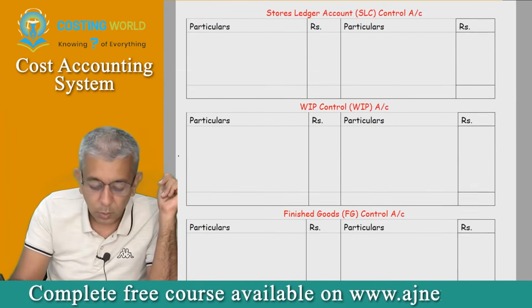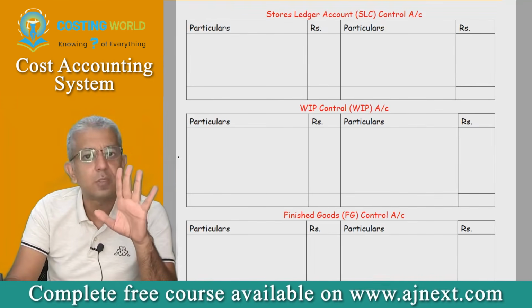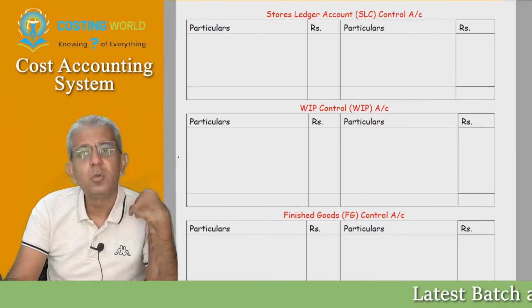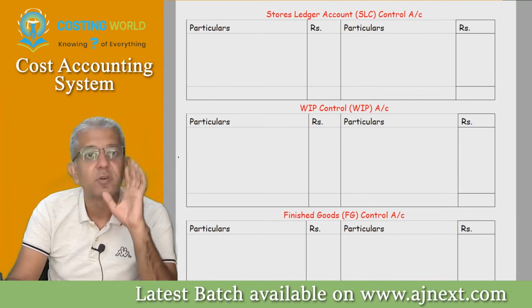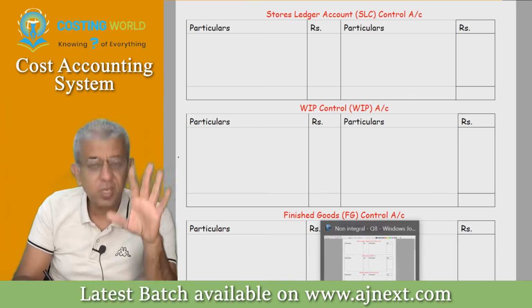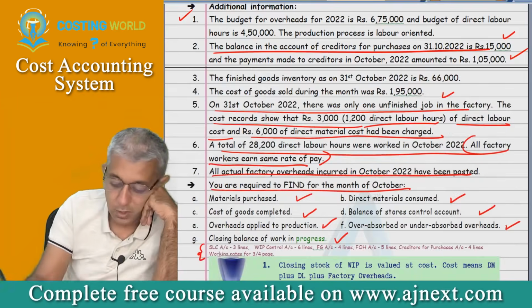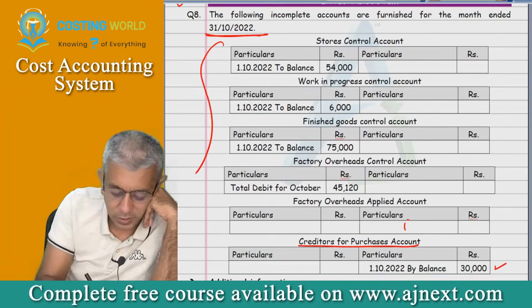Now, what I'm going to be doing for you for this particular question, I am doing all the easiest adjustments. I will do around 70% easy work for you, 30% I'll leave for you, but that'll be tough work. If you can crack this question, you are good in absorption costing and this particular chapter. So let's start.